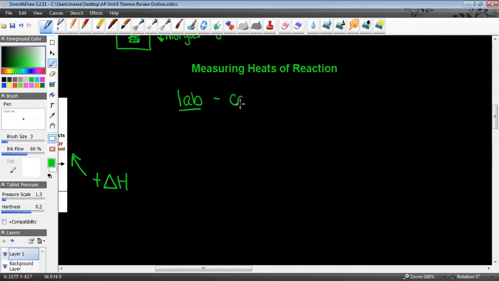The laboratory method that we use to measure heats of reaction is calorimetry. We're going to talk much more about this in detail here in a few minutes. But lab method, calorimetry, you guys should automatically go to your Q equals mc delta T equation. Again, we'll look at the details of this a little bit later on.